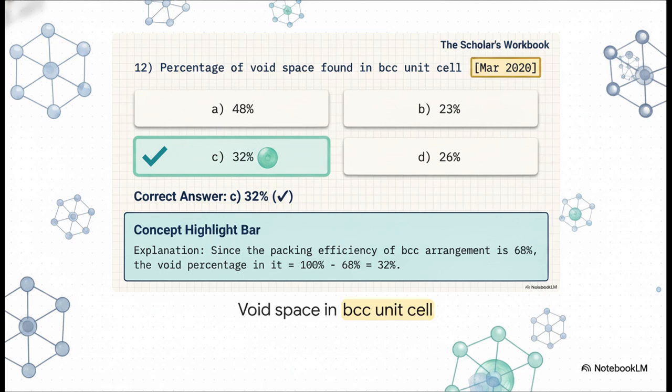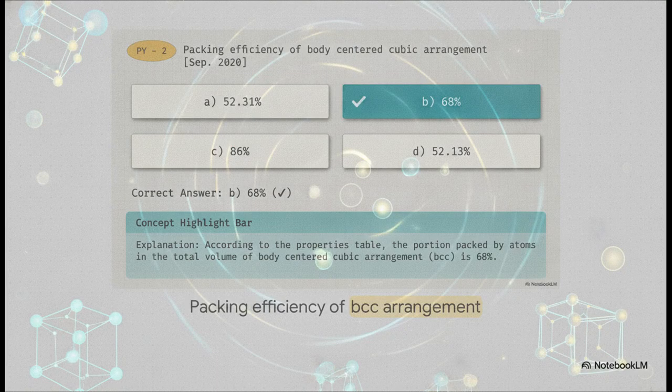Very straightforward question. Packing efficiency of body-centered cubic arrangement, September 2020. A, 52.31%. B, 68%. C, 86%. D, 52.13%. Correct answer, B, 68%. Explanation. According to the properties table, the portion packed by atoms in the total volume of body-centered cubic arrangement, BCC, is 68%. If you've got that properties table memorized, you can knock this question out in 5 seconds flat.